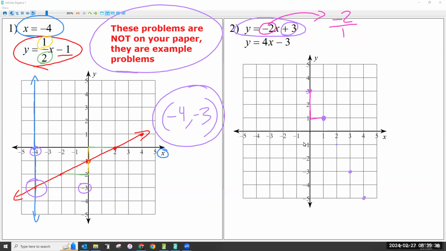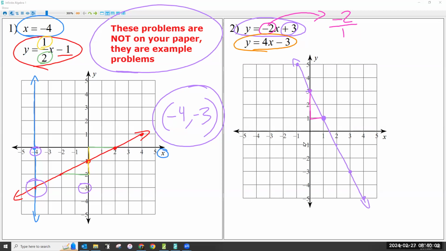Now, if I want to do the opposite of negative would be positive. That would be going up. I could go up 2. That's when I would go to the left. So I could go up 2, left 1. And notice that still keeps me on that same line. And as I draw my line from left to right, my line is going down, which is a negative slope. Let's look at the next one.